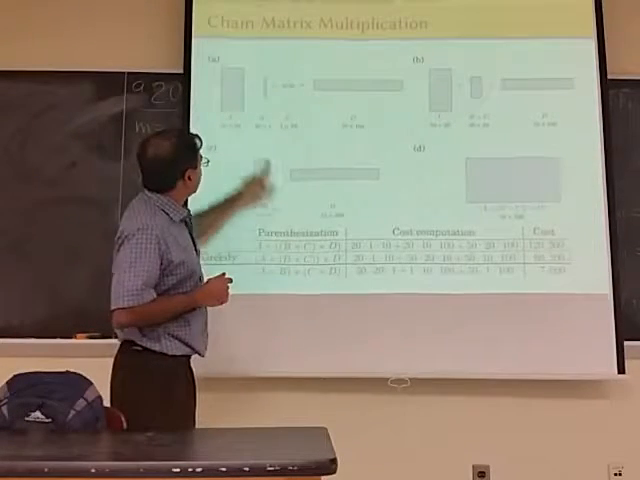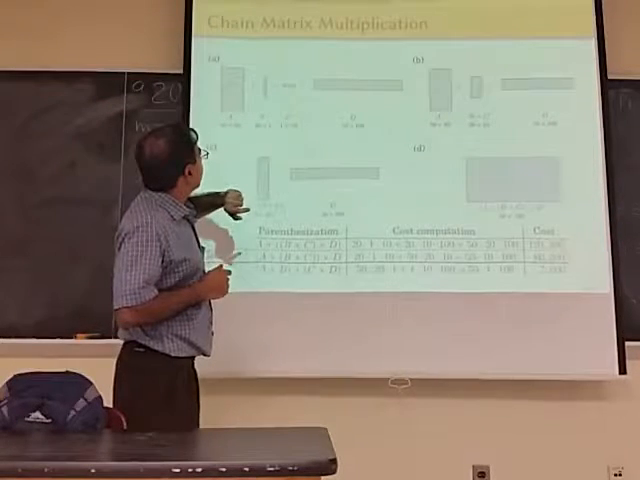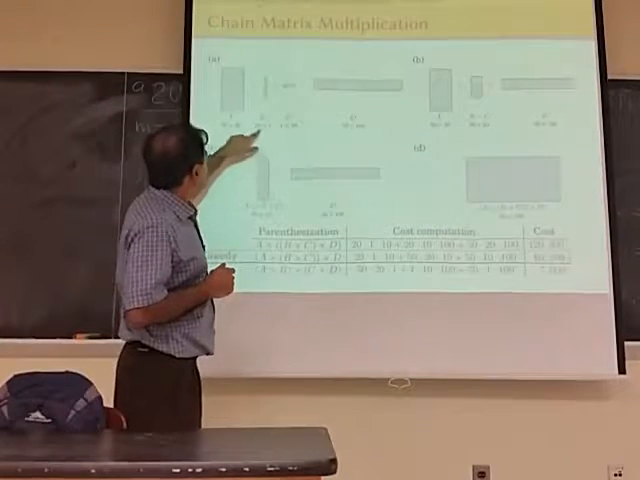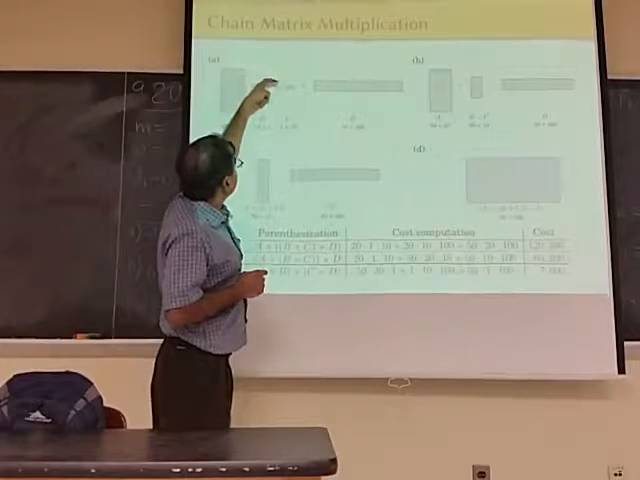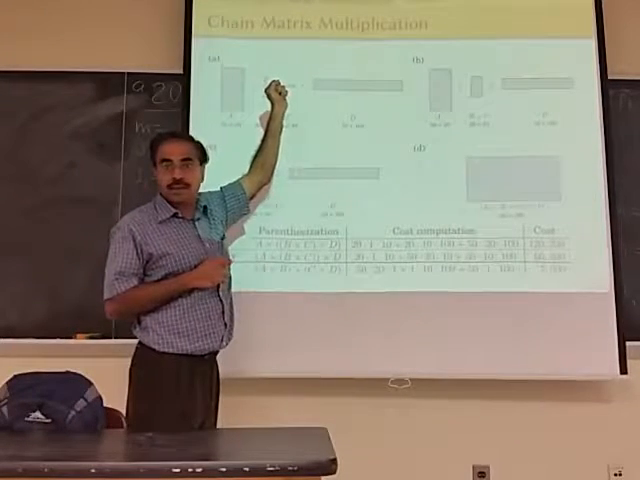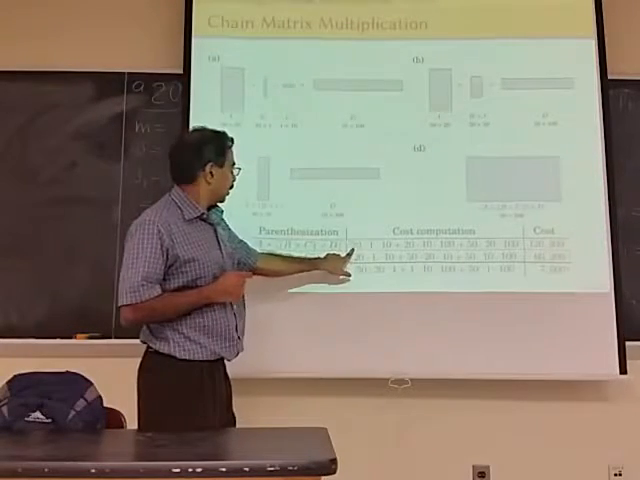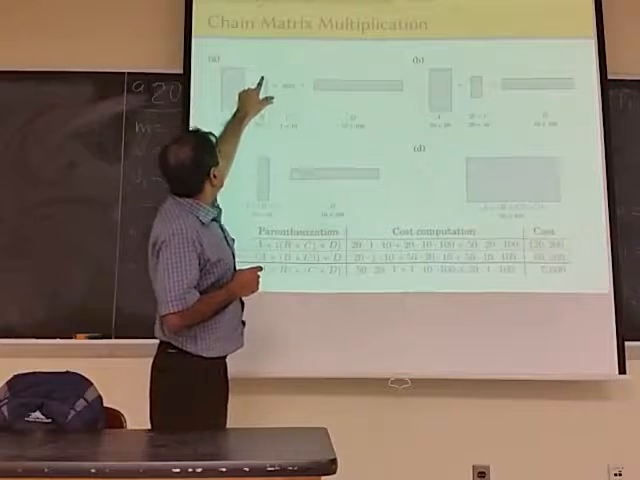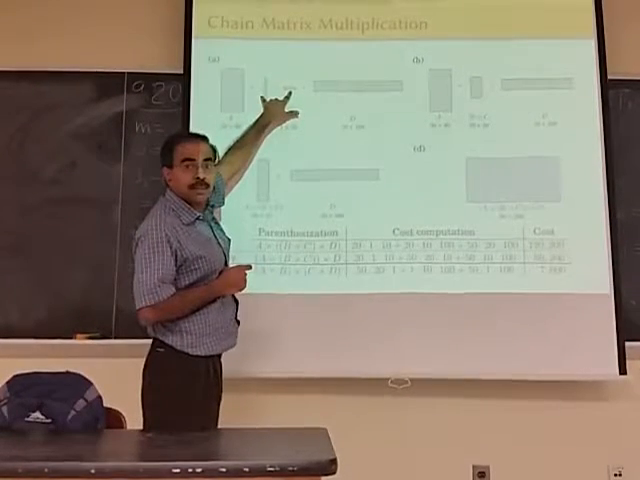Well, B times C. B is 20 rows and 10 columns, so you're going to take one element here and multiply by one element here. So that's going to be 20 times 1. So there's going to be just one multiplication involved here when you multiply B and C.